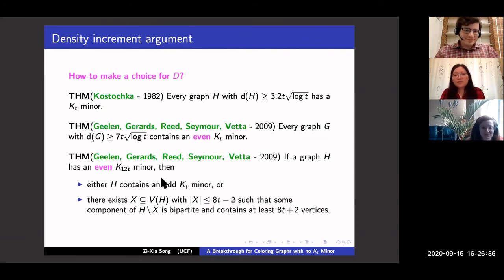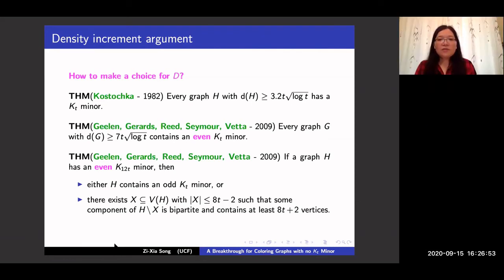So this one gives you a reason here, and you can see why, for the order minor paper, we only consider even clique minors in the proof. So this is how you make a choice for D.